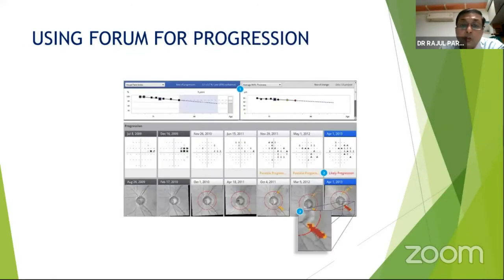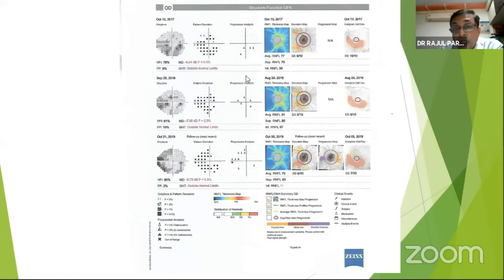The other way to use Forum is the structure-function correlation in progression, because we know glaucoma is a progressive disease. To correlate in the progression is very important. Sometimes we may have structural progression, sometimes we have functional progression. So this is one of my patients, where you see the GPA and the OCT GPA progression, and you can see how it is correlated.